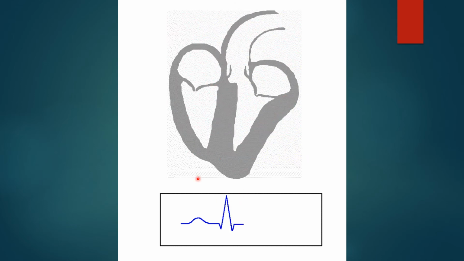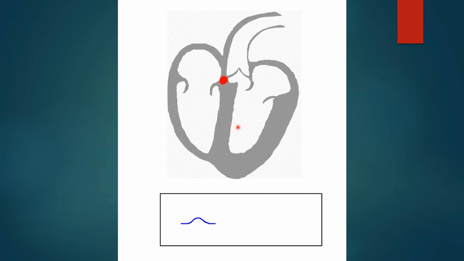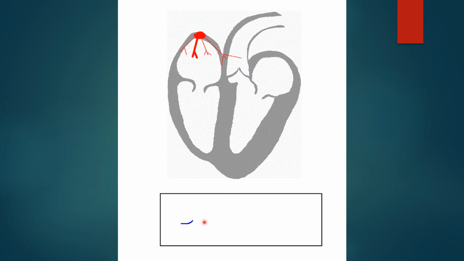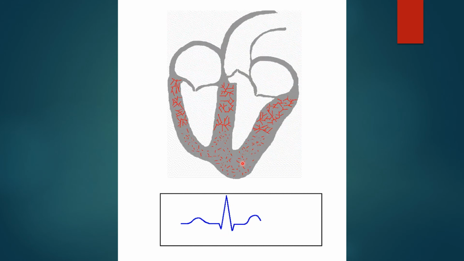Now if you see it in real time, it will look something like that, the action of the heart and the ECG, which will be synchronizing with it.